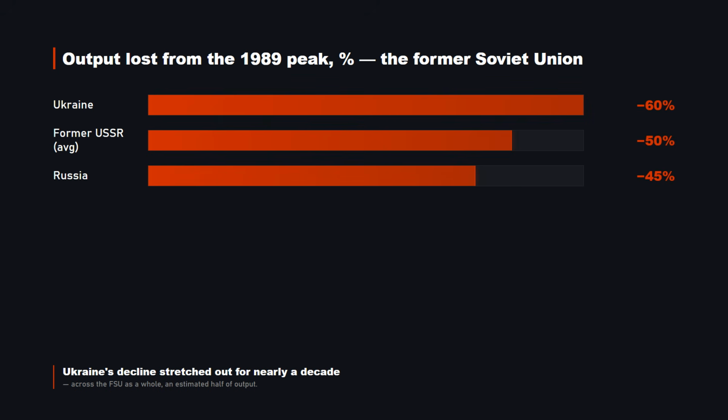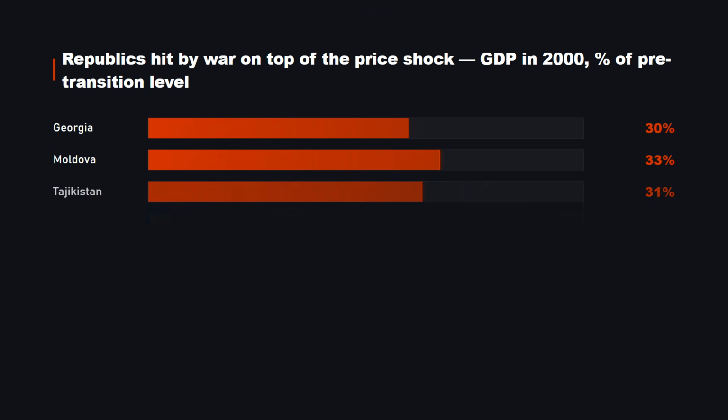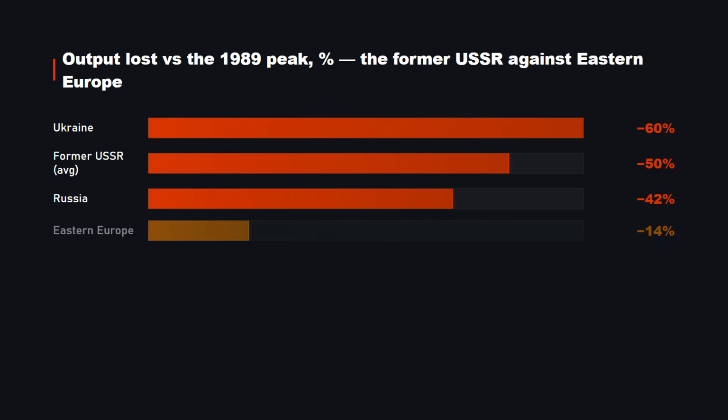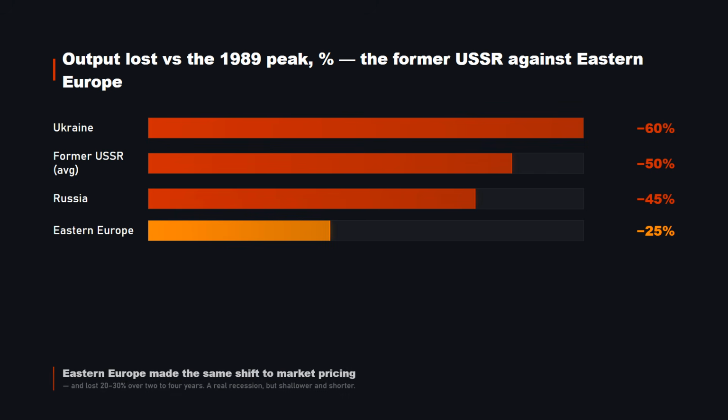In several republics hit by war on top of the price shock, Armenia, Azerbaijan, Georgia, Moldova, Tajikistan, GDP by 2000 stood at only 30 to 50% of pre-transition levels. For comparison, the formerly communist states of Eastern Europe made the same shift from planned to market pricing and lost 20 to 30% of output over 2 to 4 years, a real recession, but shallower and shorter.